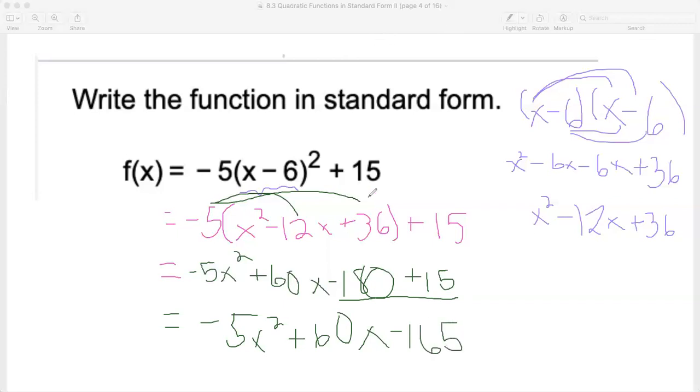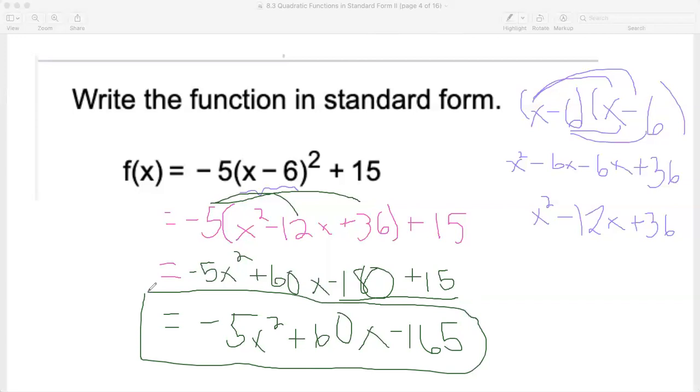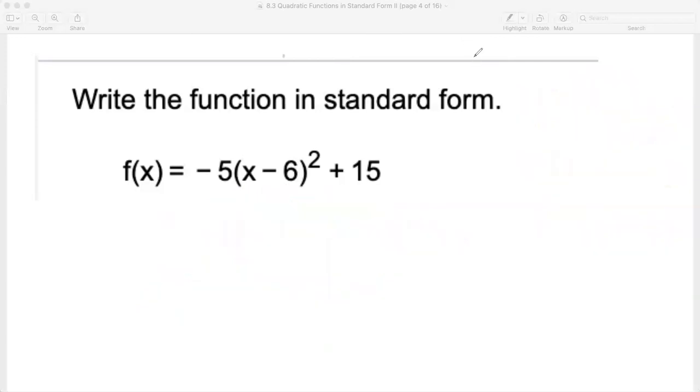Okay, so you're going to see a couple of these on your homework. It just wants you to practice getting into standard form. You always want quadratics in standard form because then once you're there, you're able to graph them, which we're now going to move into next. So good job, and let's go to our next slide.